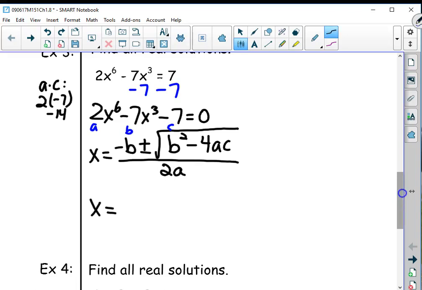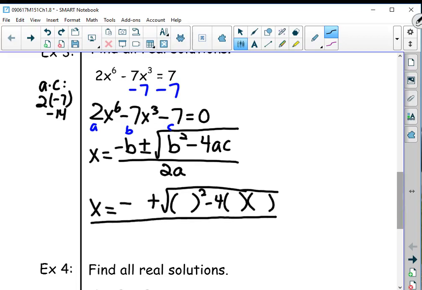So, doing our substitution, B is -7. A is 2, C is also -7, and A is 2. Okay, let's start simplifying.